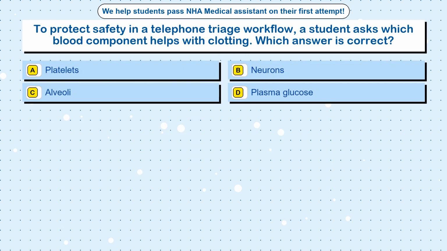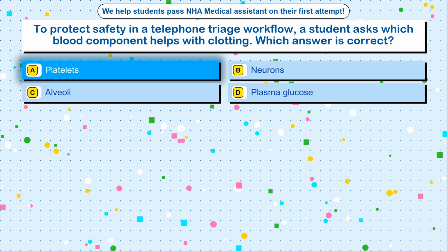Question 96. To protect safety in a telephone triage workflow, a student asks which blood component helps with clotting. Which answer is correct? Option A, platelets. Option B, neurons. Option C, alveoli. Option D, plasma glucose. The correct answer is option A, platelets.